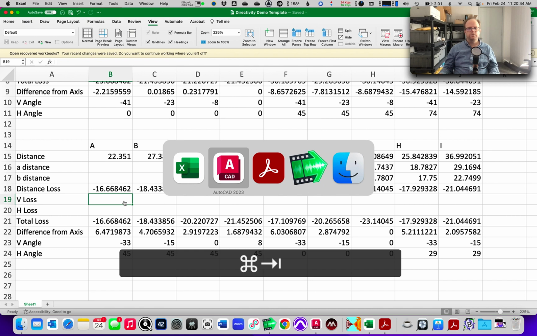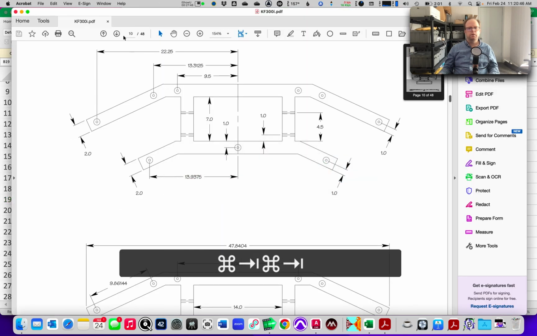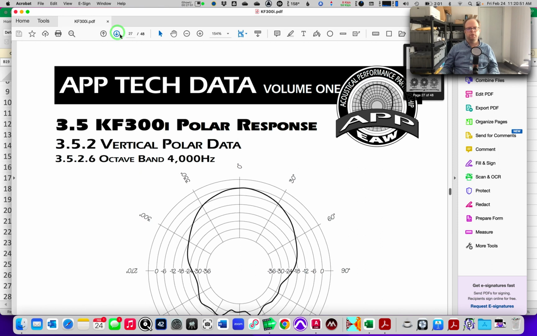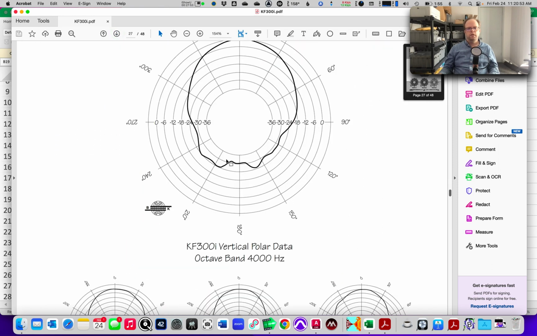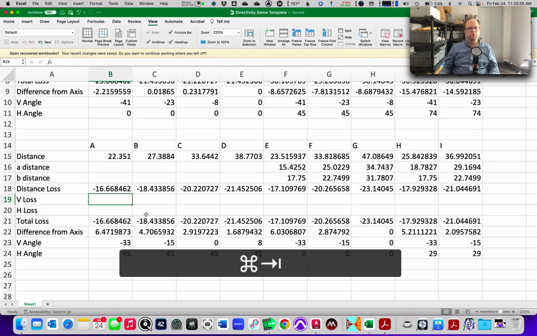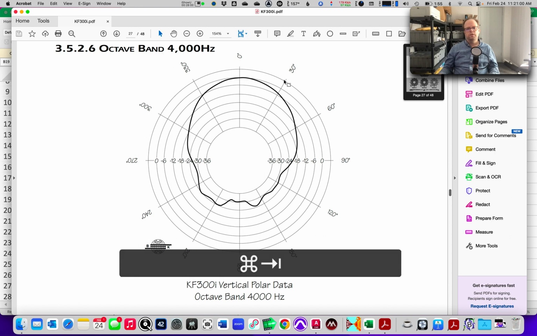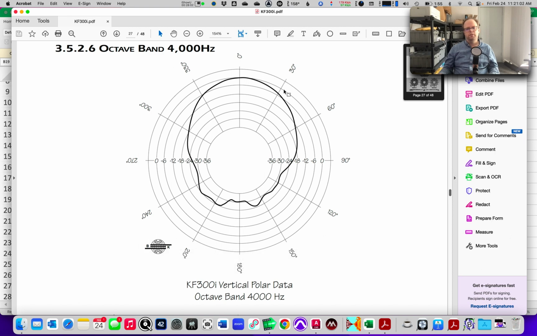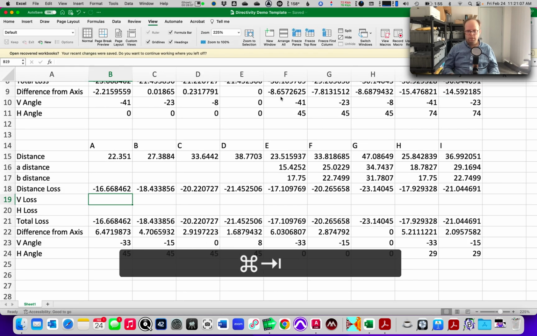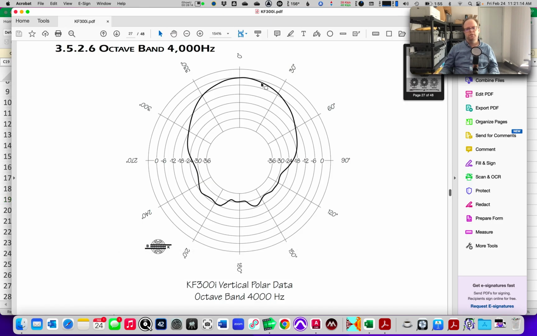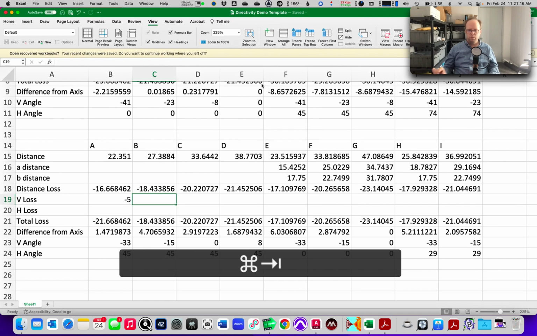So if I go back to this, let's get the vertical data at 4 kilohertz again. I'm first looking for a vertical angle of negative 33 degrees, which is about there. We haven't quite hit 6 dB down. We're probably at minus 5. So this will be minus 5 for vertical loss there. Minus 15 degrees is here, and that looks like it's maybe minus 2.